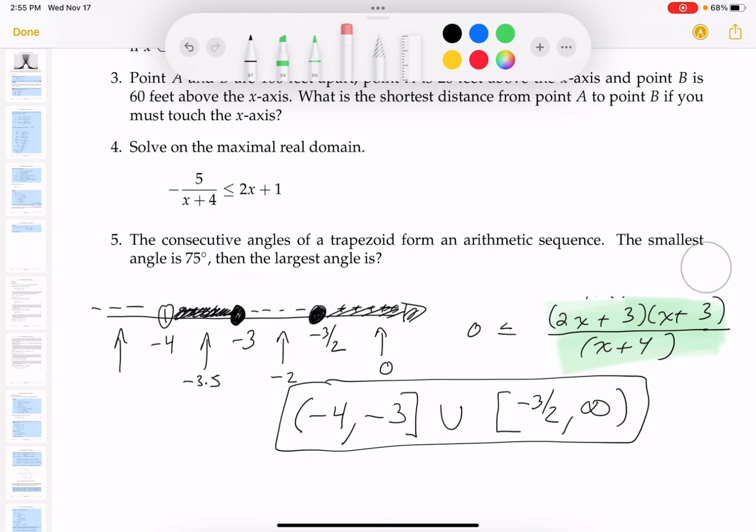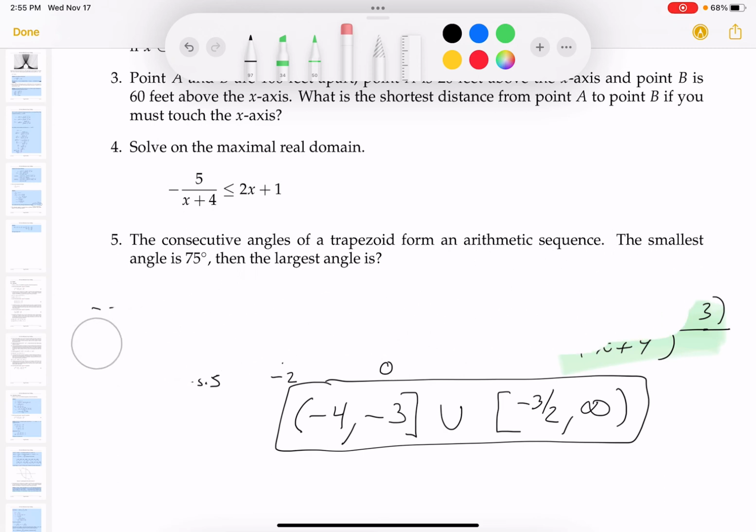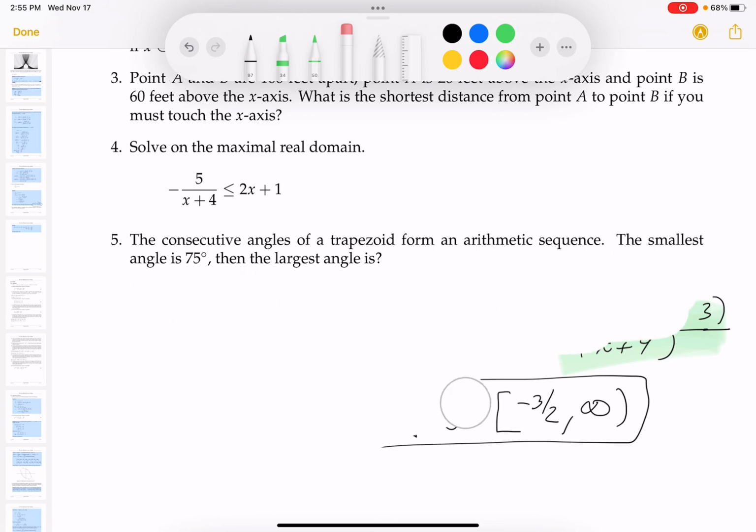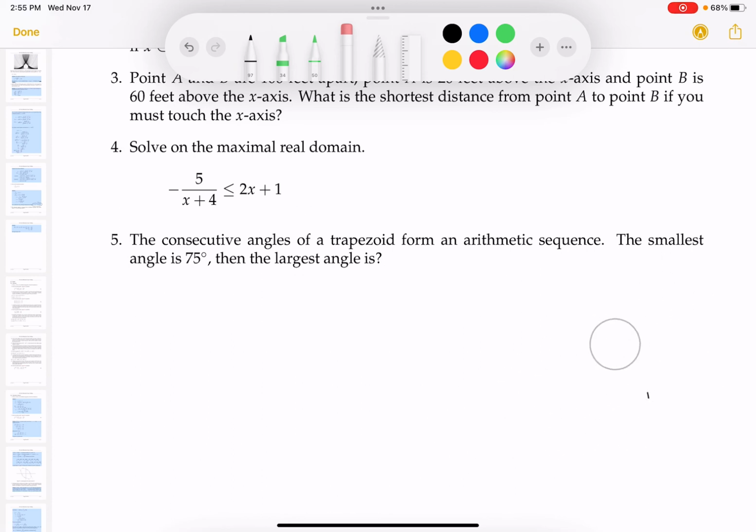Now again, when I do this over here, this is my chicken scratch, and I put work down. The work that I'm putting down is typed up for you, not the chicken scratch. This one says, the consecutive angles of a trapezoid.